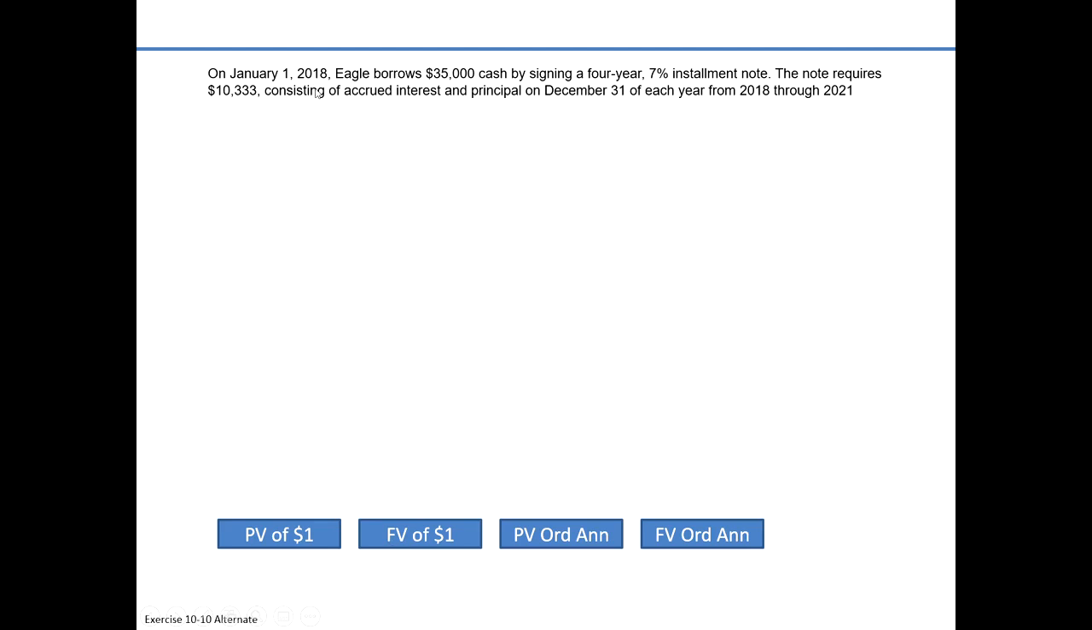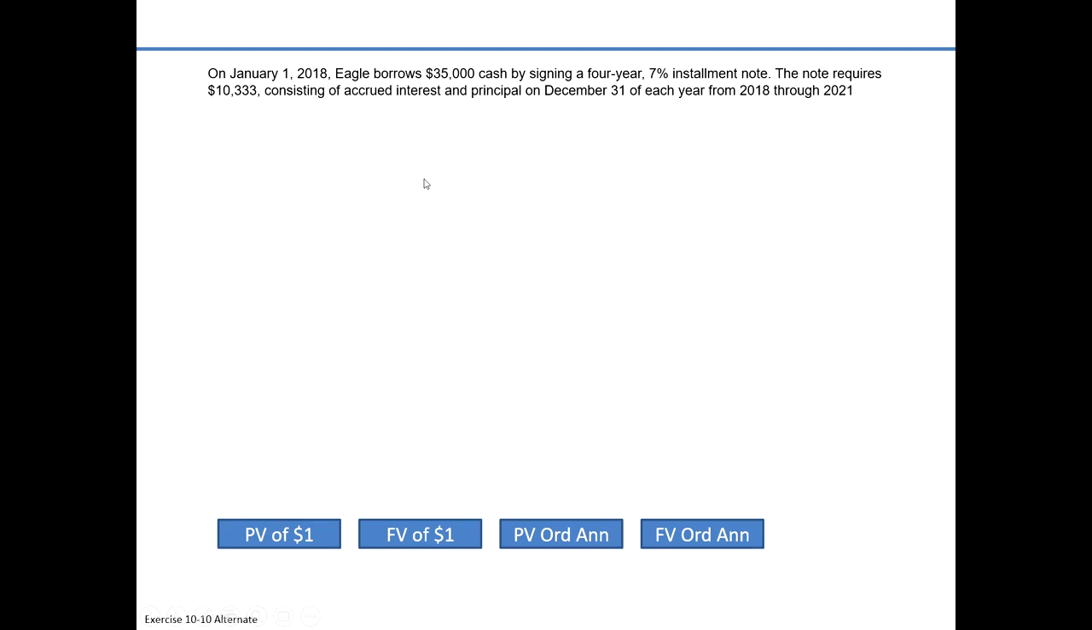In this scenario, on January 1st, 2018, Eagle is going to borrow $35,000 cash by signing an installment note. It's a 4-year note, 7% interest, and the note requires an annual payment at the end of December 31st of $10,333. So every year over 2018 through 2021 on December 31st, they're going to pay $10,333, and that includes both the interest and the principal.